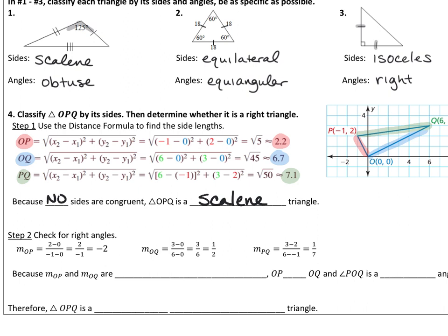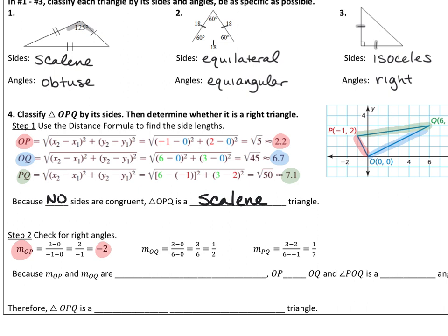Next, we're going to check for right angles because we need to look and see what the angles are like. It doesn't look like an obtuse. We're not quite sure if it's right because we can't tell. What we're going to do is look at the slopes. So if I look at the slope of OP, again, that's my red side length, I use the slope formula, y2 minus y1 over x2 minus x1, and I simplify. We've been doing slopes for a while, and I would get -2.